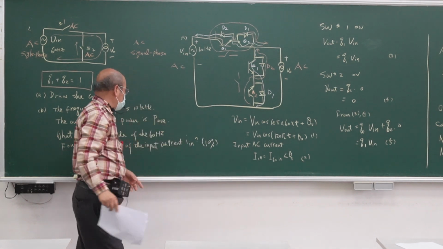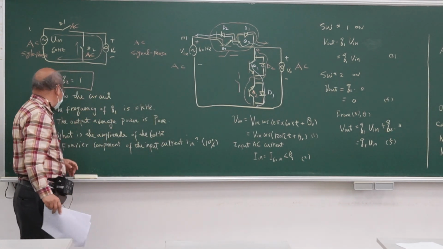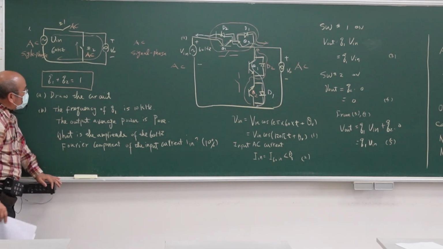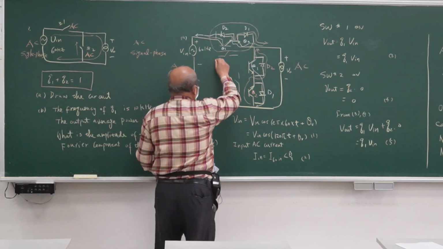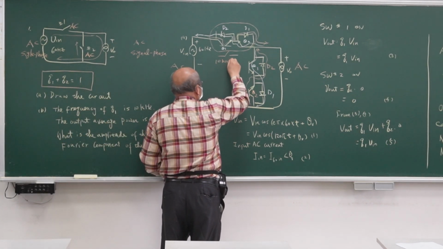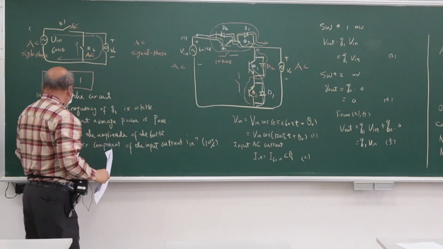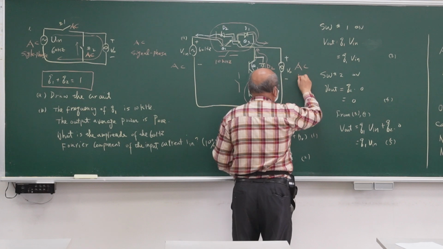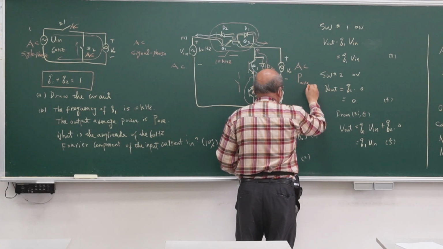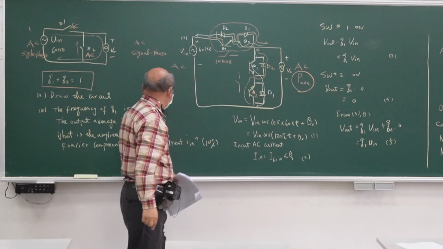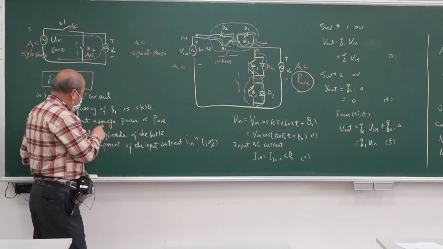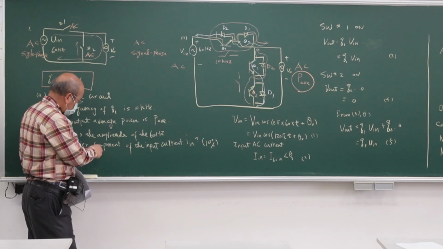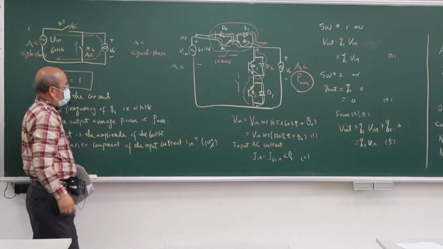Okay, so that is the first question, for the circuit. The second question: the frequency of Q1 is 10 kilohertz, and the output average power is PAV. So we transfer output power PAV. What is the amplitude of the 60 Hertz Fourier component of the input current?